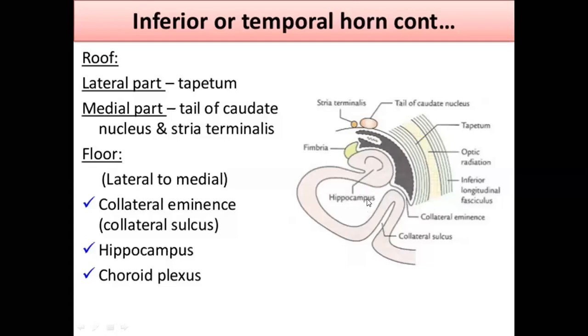This is the hippocampus. And this one is the collateral eminence. Collateral sulcus or collateral eminence is there. So this is the cavity part of the lateral ventricle that is known as the inferior horn. This is the floor and this is the roof.